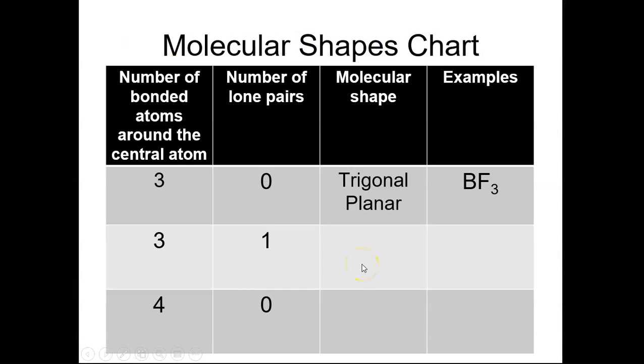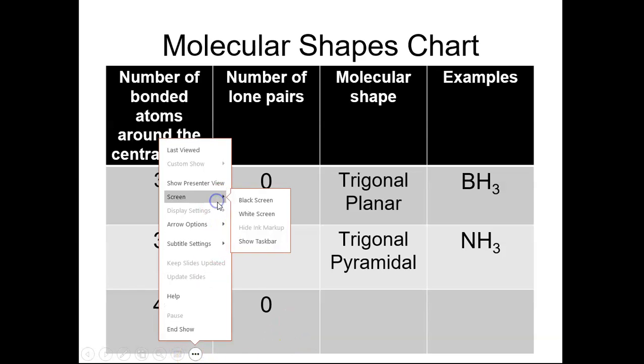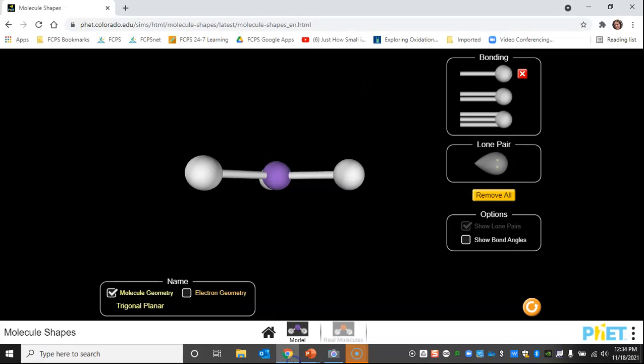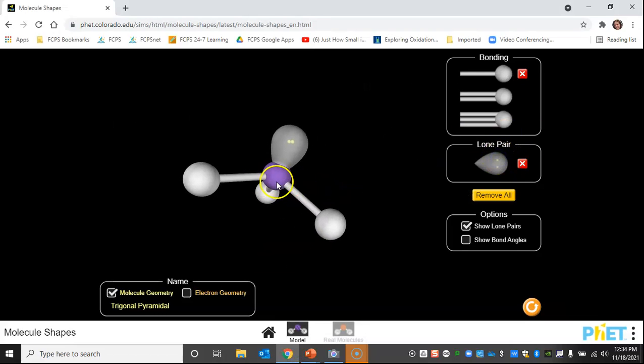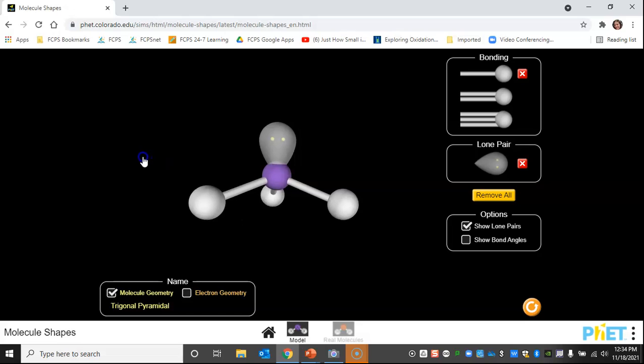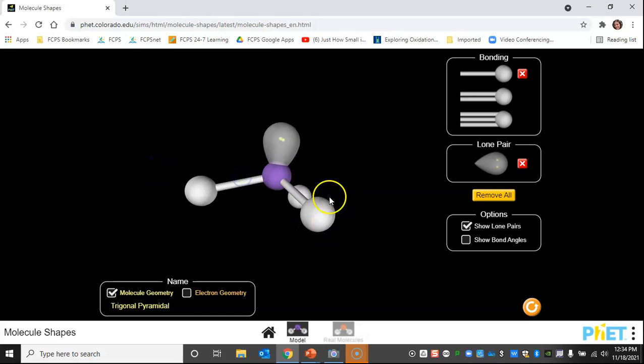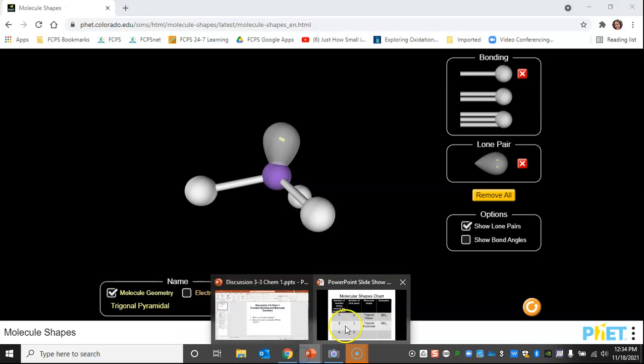Now, if we have a lone pair on the central atom, that would be called trigonal pyramidal, or you can just call it a trigonal pyramid if you prefer. So when I add a lone pair, you notice that it repels the bonds and it kind of looks like a little pyramid. Again, trigonal because there's three bonded atoms, pyramidal because it looks like a pyramid.